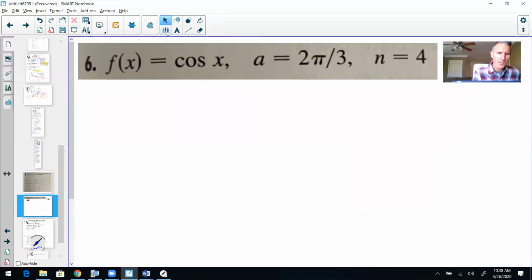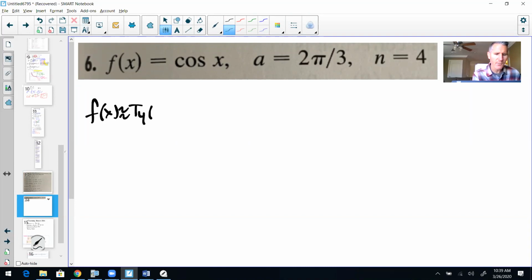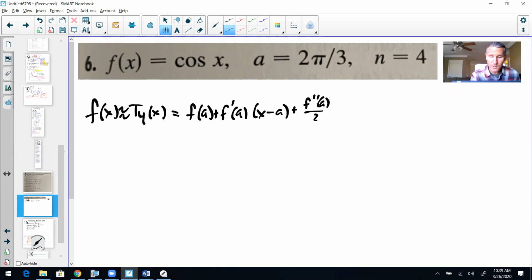So what this is going to look like, we're basically saying that f of x is approximately equal to T sub 4 of x, which is f of a plus f prime of a times (x minus a), plus f double prime of a over 2 factorial, which is just 2, times (x minus a) squared, plus f triple prime of a over 3 factorial times (x minus a) cubed.